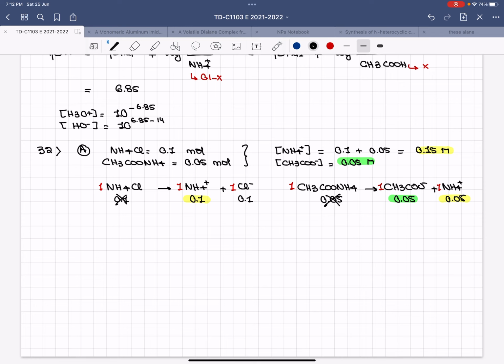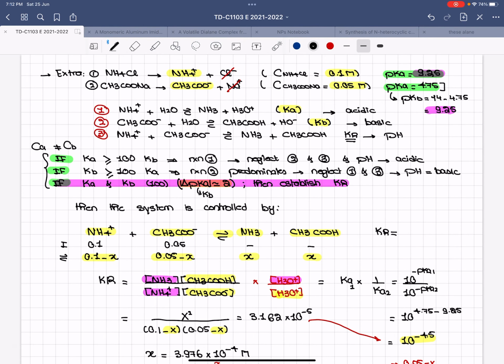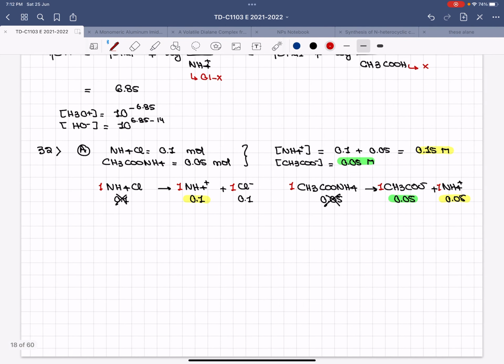Okay, exactly the same analysis where you say, okay, different concentrations, let's compare the Ka and the Kb. If Ka is greater than 100 Kb, then neglect the base and the reaction and stick with the acid. But if Kb is greater than 100 Ka, neglect the acid, consider the base. Okay, if Ka and Kb are close to each other, then establish a relation or a reaction between the acid and the base. The same work we did in the extra you have to repeat here.